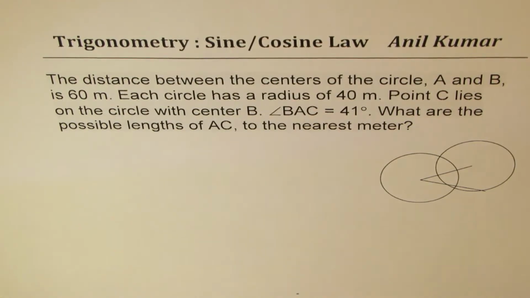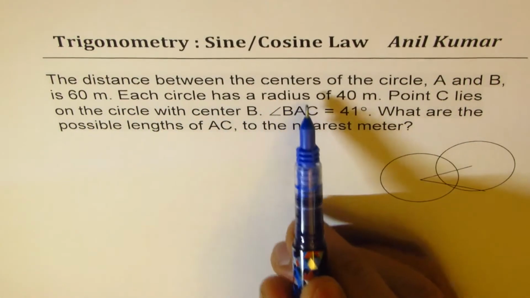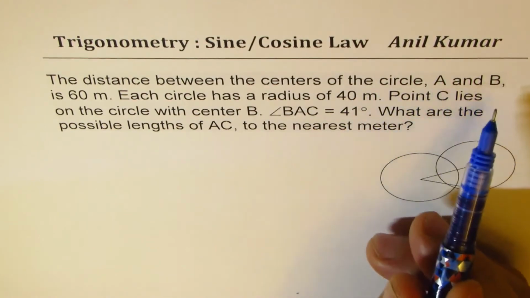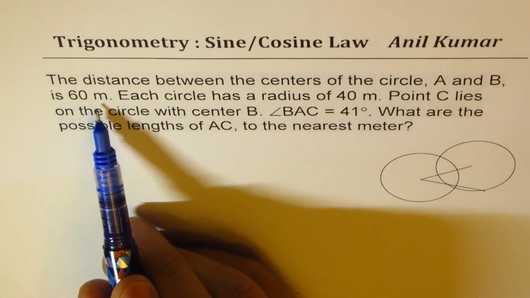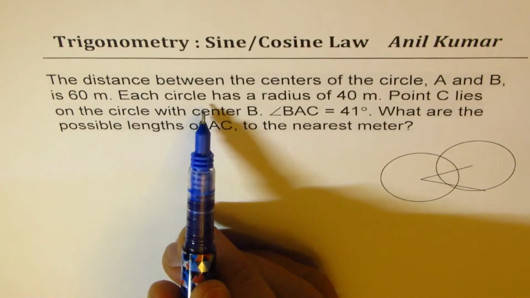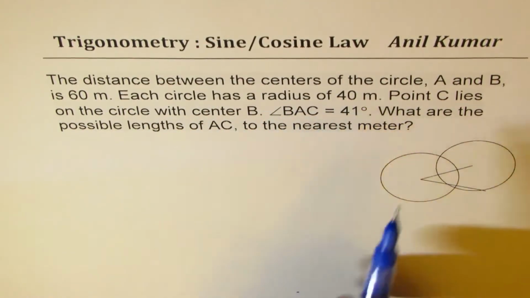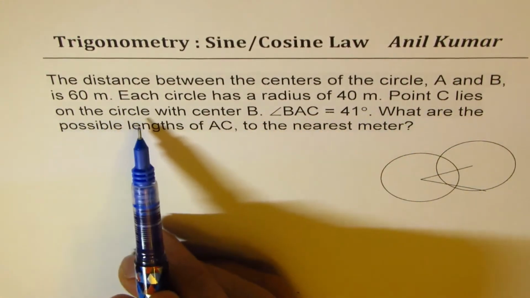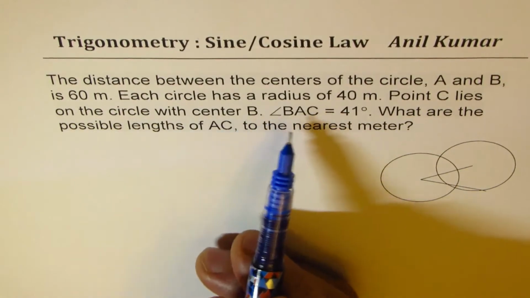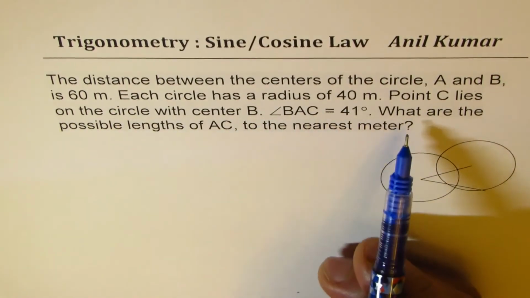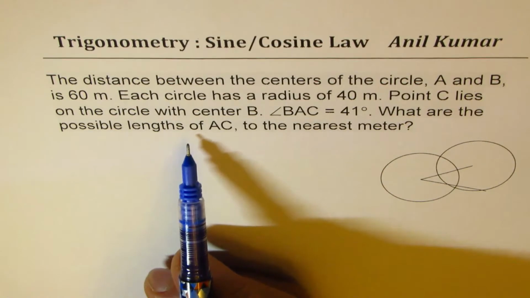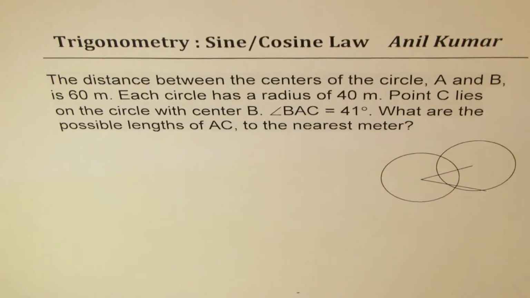The question here is, the distance between the centers of the circle A and B is 60 meters. Each circle has a radius of 40 meters. Point C lies on the circle with center B. Angle BAC is 41 degrees. What are the possible lengths of AC to the nearest meter?